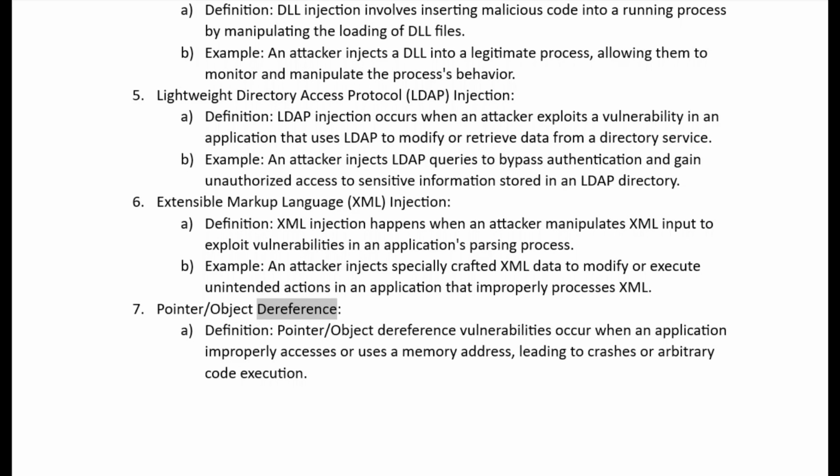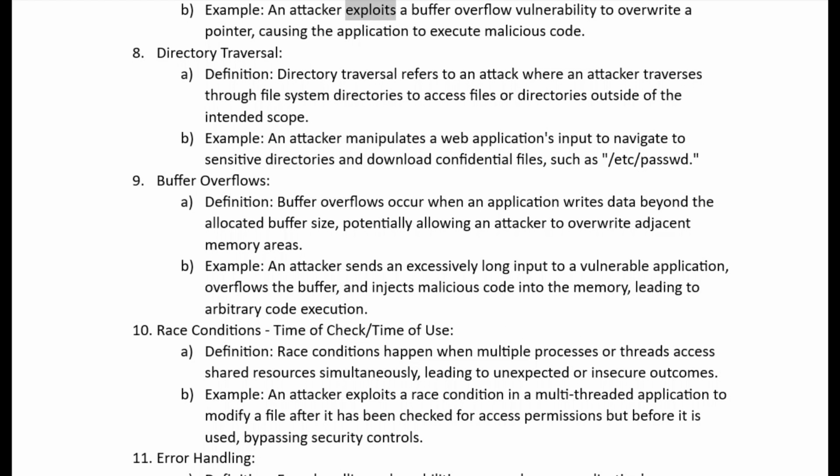Pointer/object dereference. Definition: pointer/object dereference vulnerabilities occur when an application improperly accesses or uses a memory address, leading to crashes or arbitrary code execution. Example, an attacker exploits a buffer overflow vulnerability to overwrite a pointer, causing the application to execute malicious code.